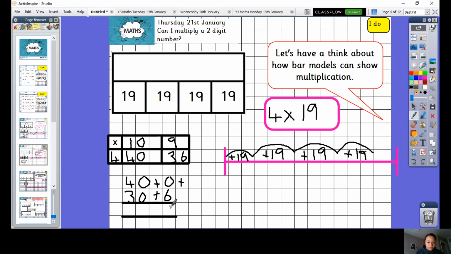Okay, so here we go, R1. So 0 plus 6 is going to give me 6. And then 40 plus 30, oh, there we go. So 4 tens plus 3 tens is going to give me 7 tens. And then 70 plus 6 is going to give me 76. There we go.